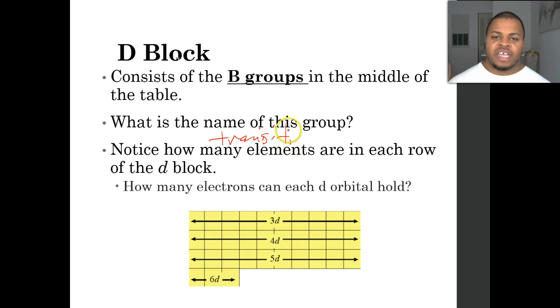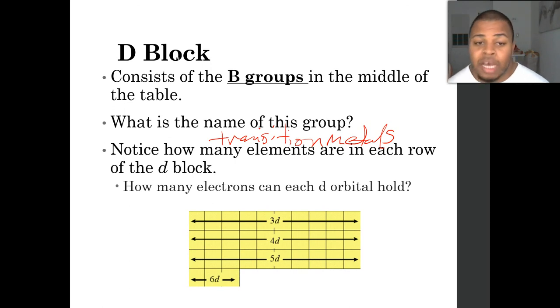All right. I'm just going with the fact that I believe you guys were there with me, and again, I apologize for my horrible penmanship. Now, notice how many elements there are in each row of the D block. How many electrons do you think they can hold? Take a moment, count them up. Are you ready? Give you another couple seconds.